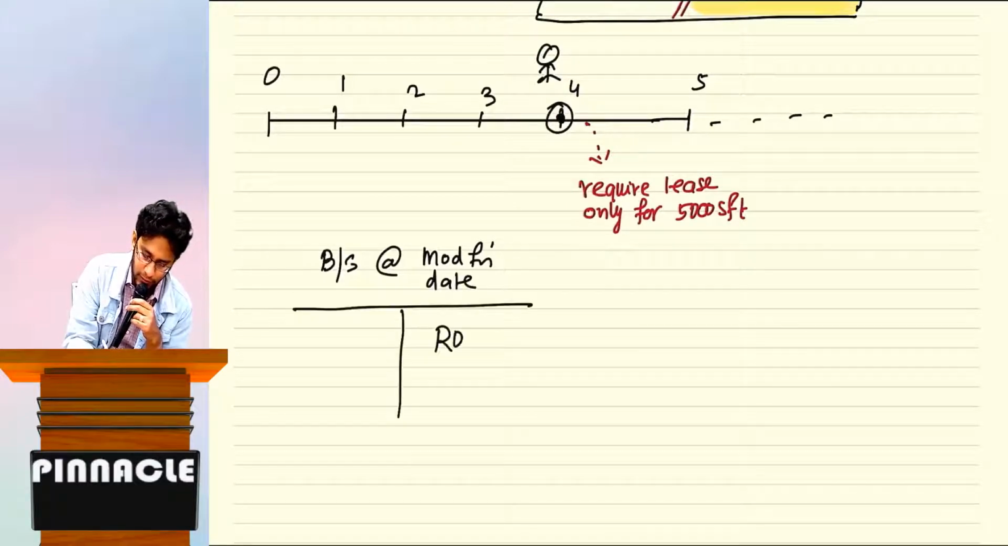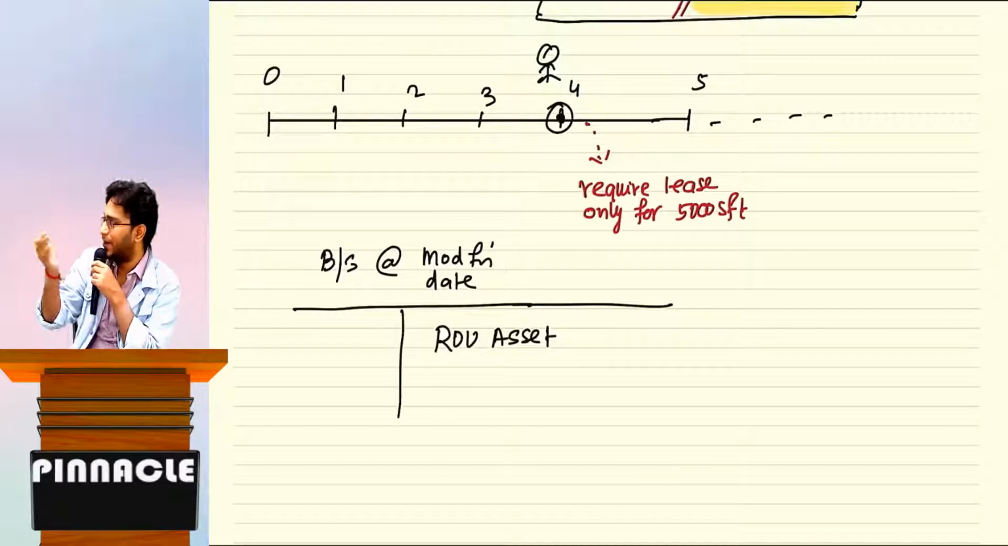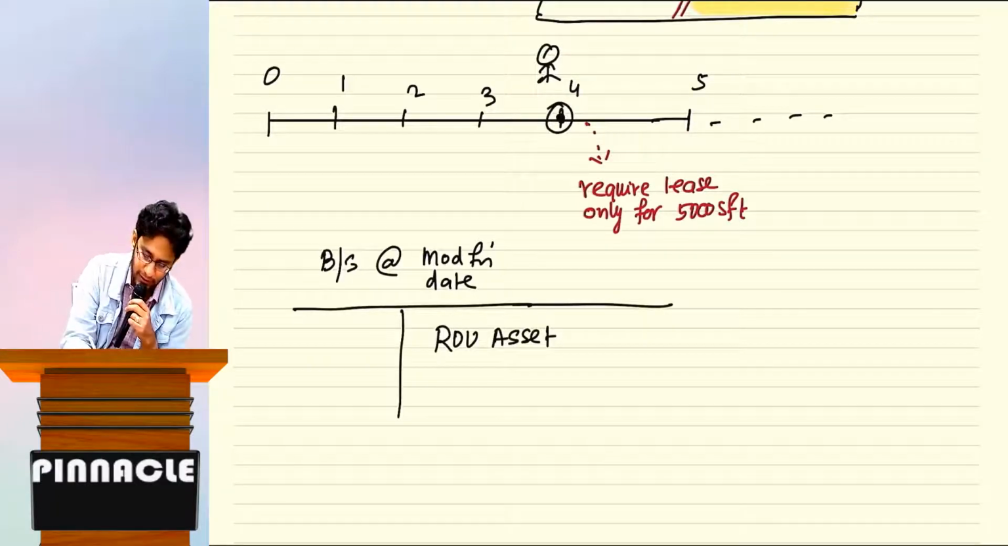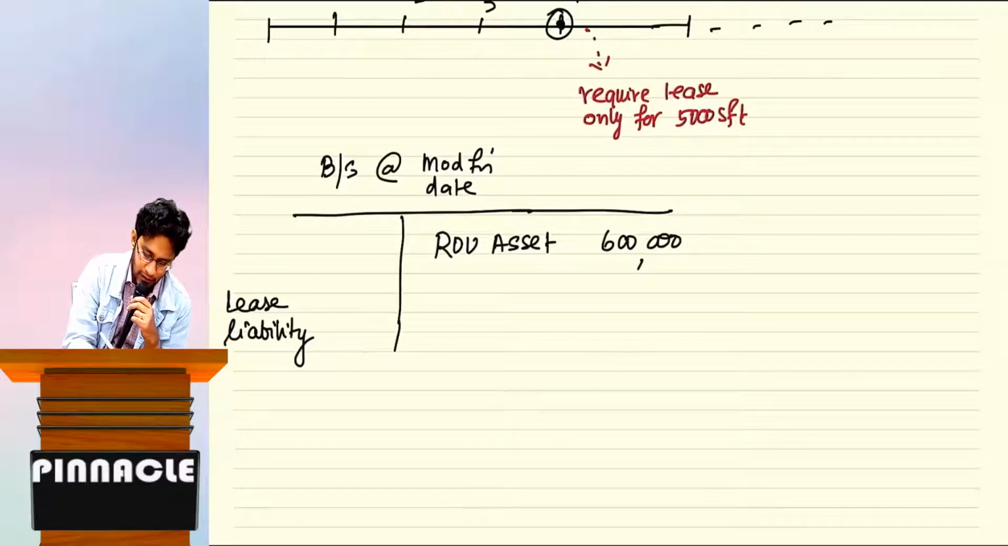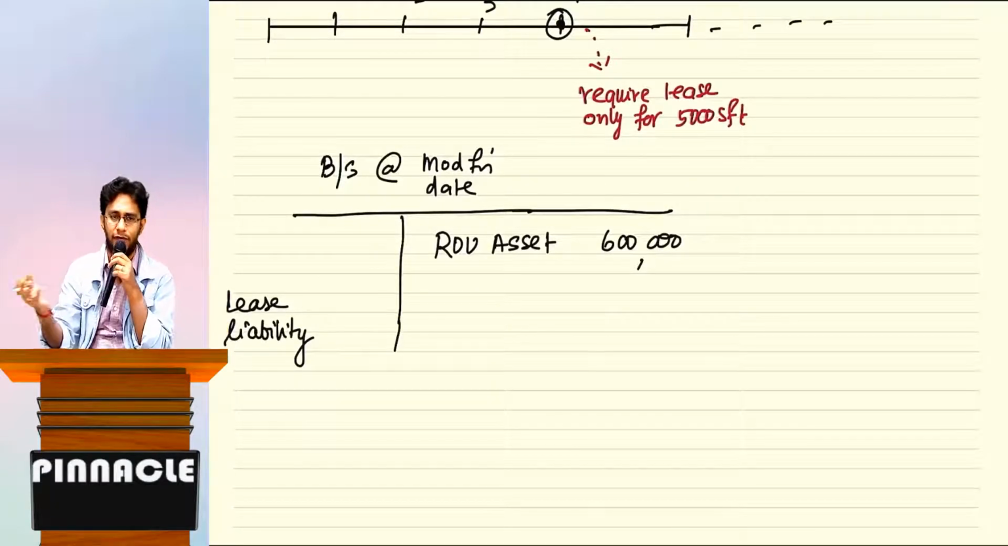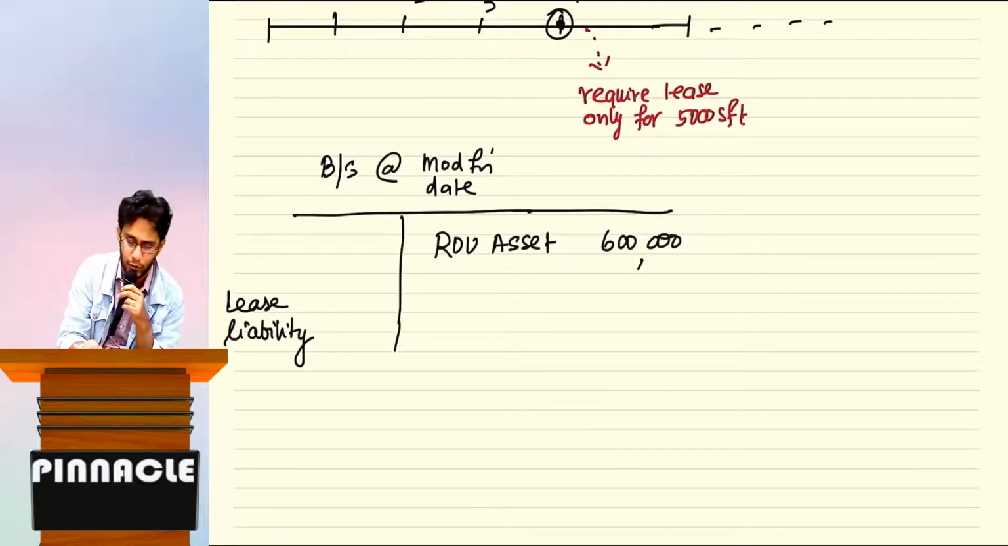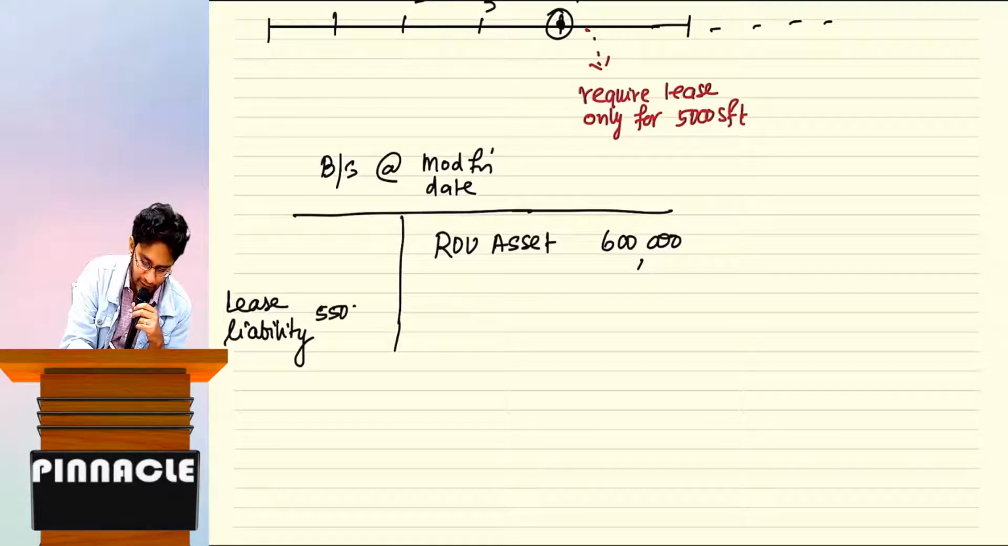What will be there in your book, sir? Some ROU asset will be there. Imagine after applying depreciation for 4-5 years, it's today appearing at 6 lakhs. And I will also have a lease liability. After applying ACM for 5 years, this also will be appearing at some amount, no? That amount also I am writing: 5,50,000.